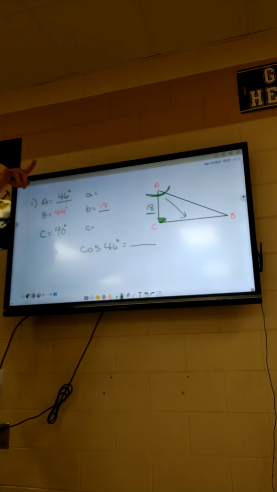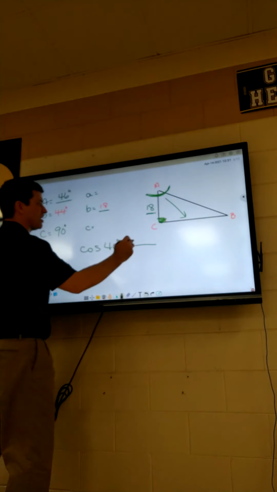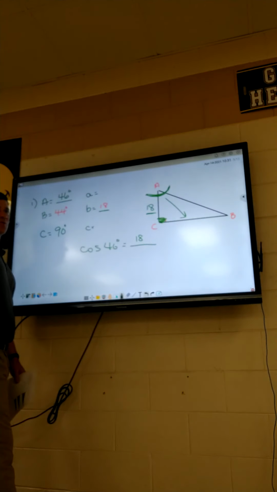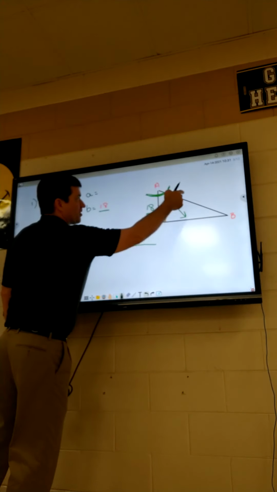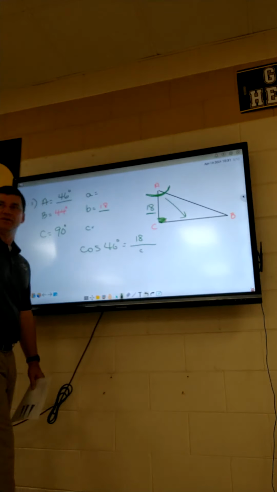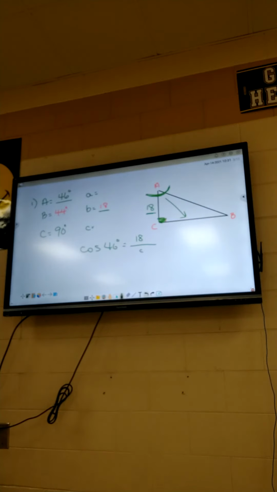Now the formula says put the adjacent side on top, so that's 18. What goes on the bottom? It says put the hypotenuse, which is across from big C, is little c. All right, now that is the only work you have to show me. Everything else is done on the calculator.